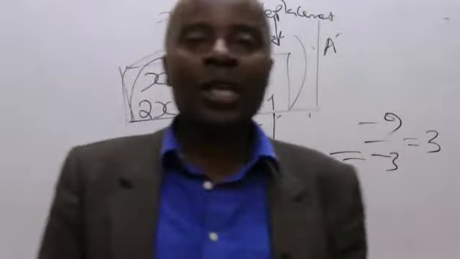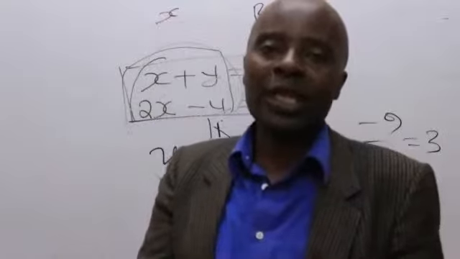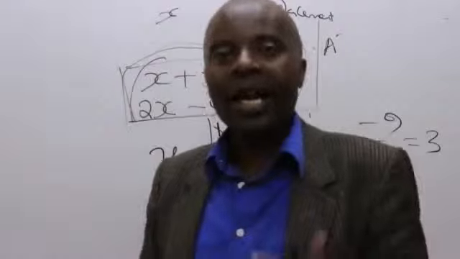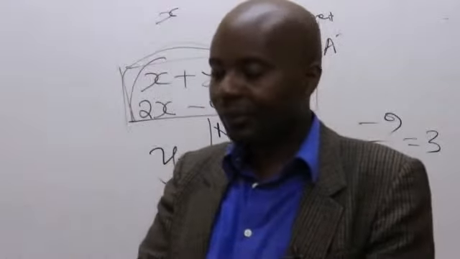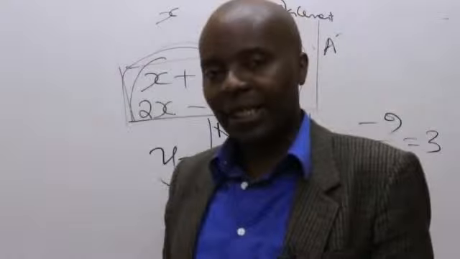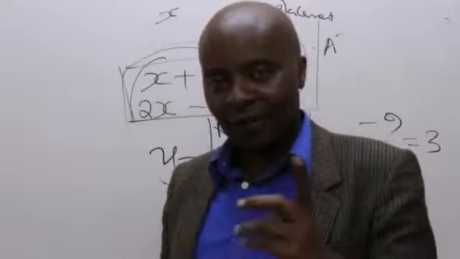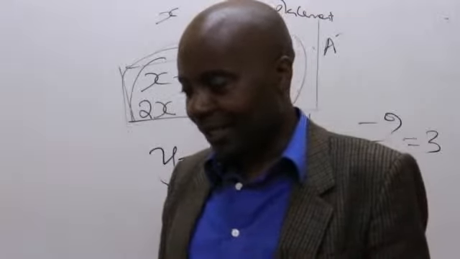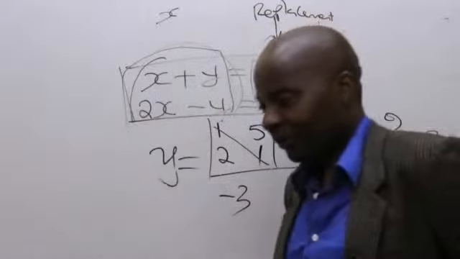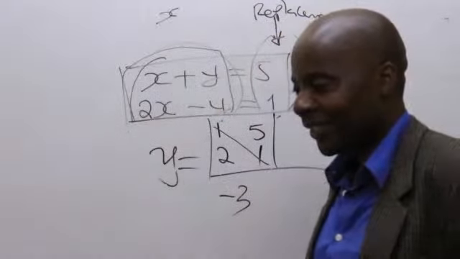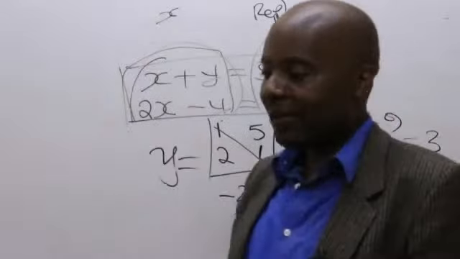Now, between the inversion method of getting simultaneous values x and y, and Cramer's rule, which method do you think is better? Is it Cramer's or inversion method? Cramer's is easier, yes. Cramer's is easier.